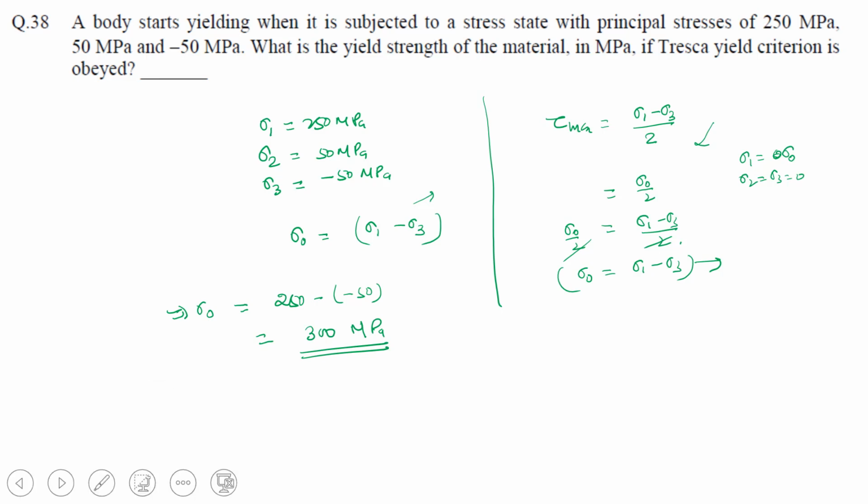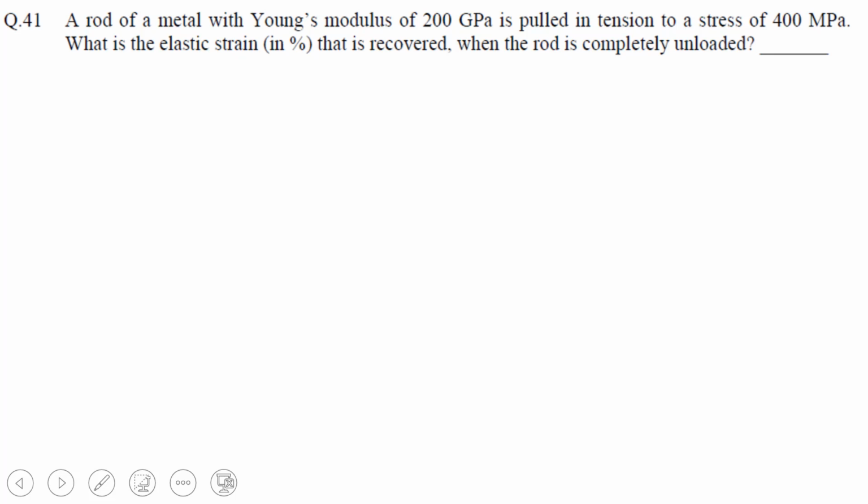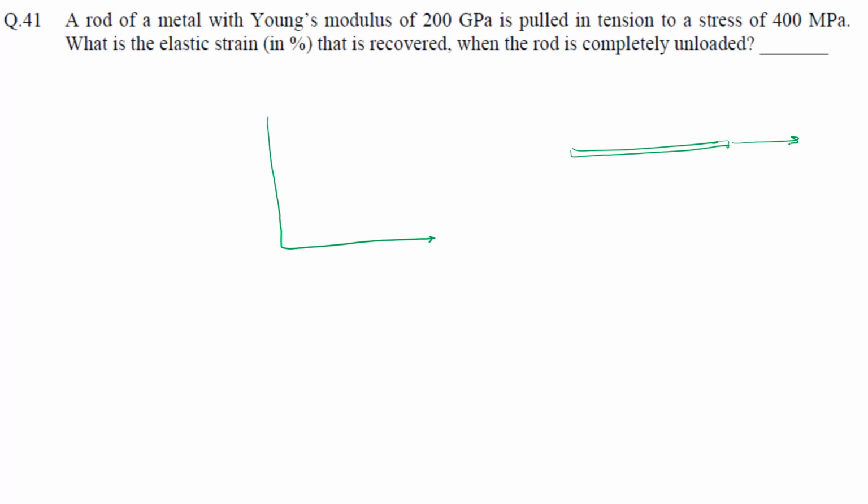Yes, let us proceed. A rod of a metal with Young's modulus of 200 GPa is pulled in tension to a stress of 400 MPa. What is the elastic strain that is recovered when the rod is completely unloaded? So here suppose it is a rod and we are pulling it in tension. During pulling a stress strain curve will be there. Now here the Young's modulus is given as 200 GPa.